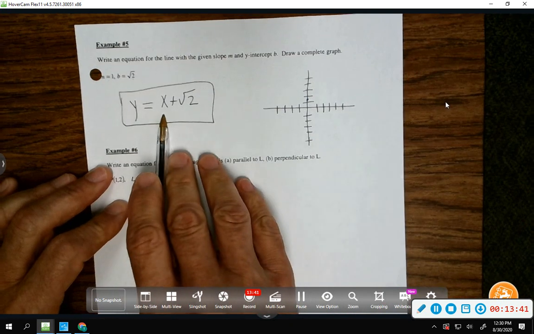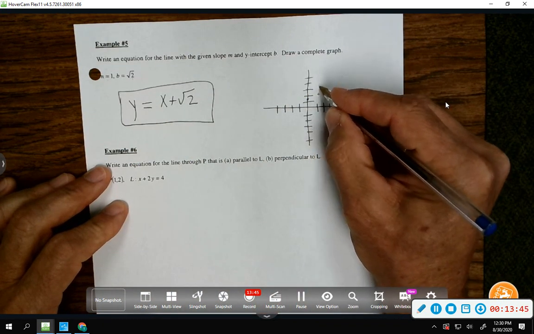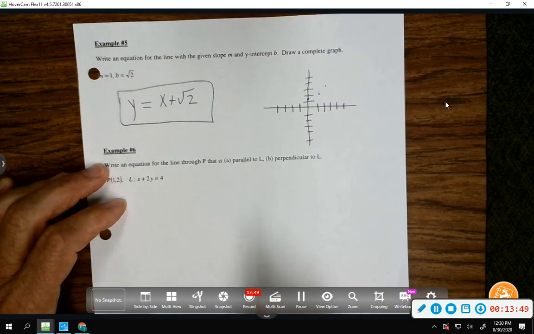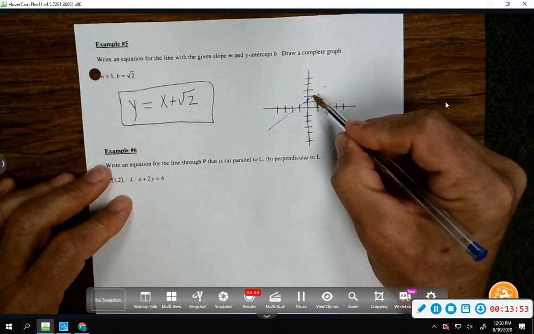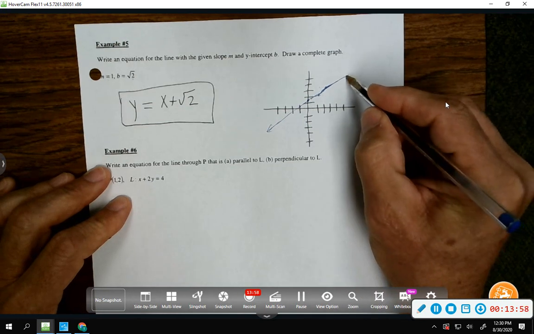And now I can still count the slope. It's up 1 over 1. Up 1 over 1. Down 1, back 1. Okay? And then we're going to connect those lines. If you have a straight edge, that's great. A lot of times on the notes, I will have a straight edge as well.